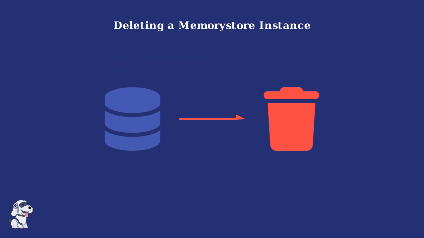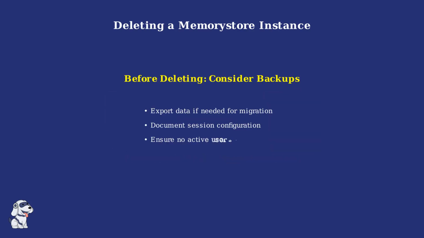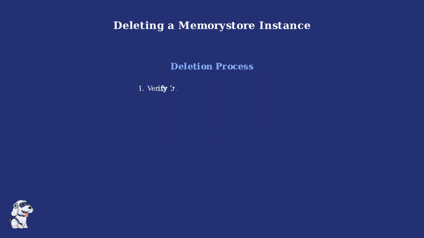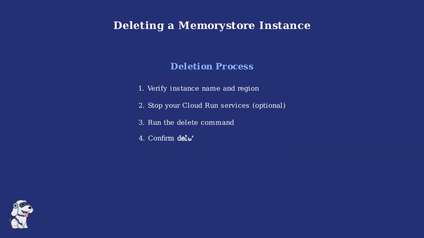It's crucial to understand that deleting a memory store instance will permanently destroy all session data stored within it. This includes all user sessions, cache data, and any other information stored in Redis. Before deleting your memory store instance, consider whether you need to back up any data. While session data is typically temporary, you might want to export configuration settings or ensure no critical user sessions are active. Here's the recommended process for safely deleting a memory store instance.